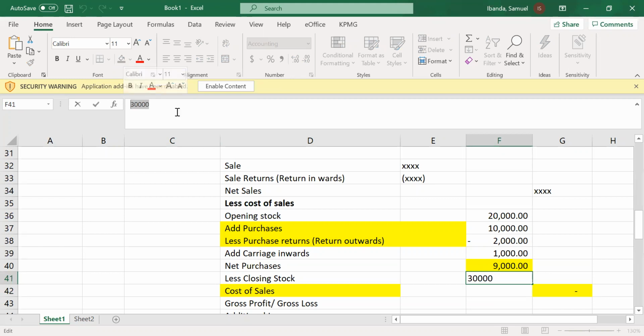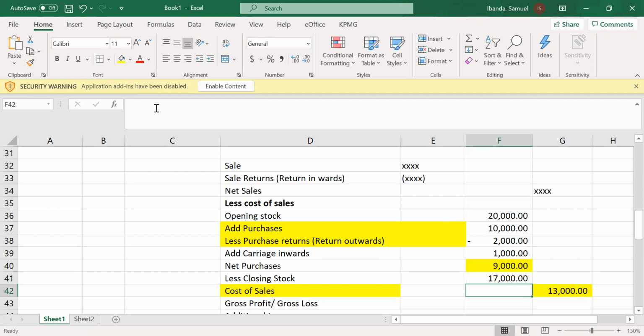Let me use a lower figure, maybe 15,000. It's giving me still 15,000. Let me use another figure, maybe 17,000. So you can see that the more I'm increasing my closing stock, because we had 8,000 at the start, the more this figure keeps on reducing. So this is the principle: the higher the closing stock, the lower the cost of sales.